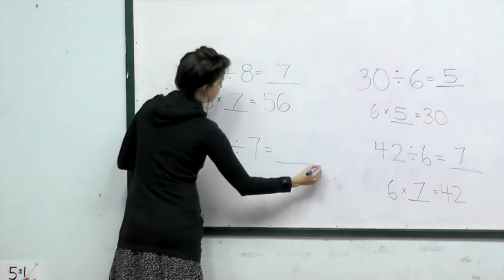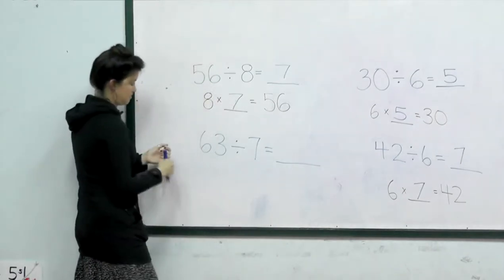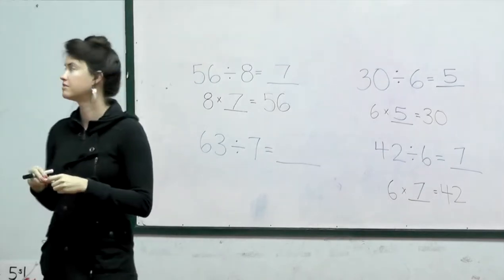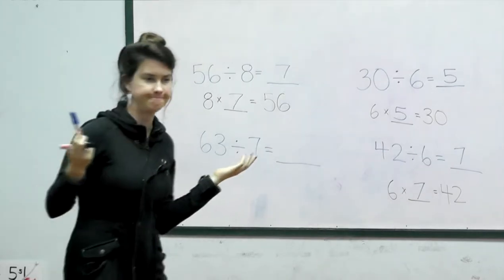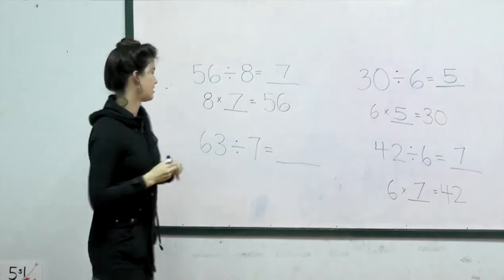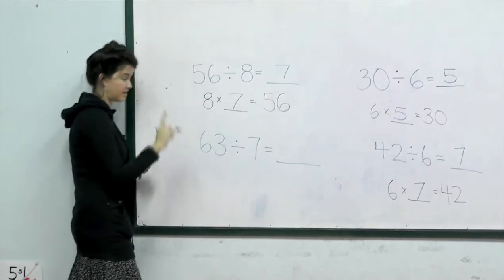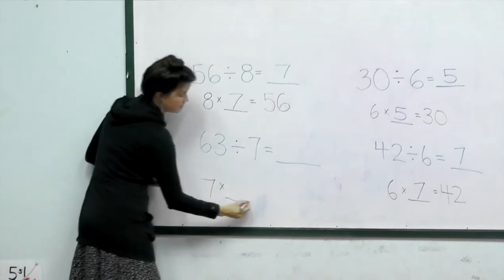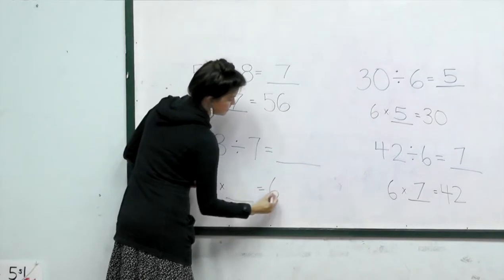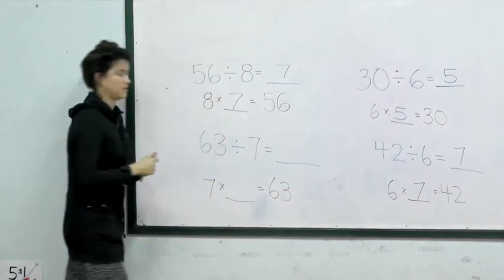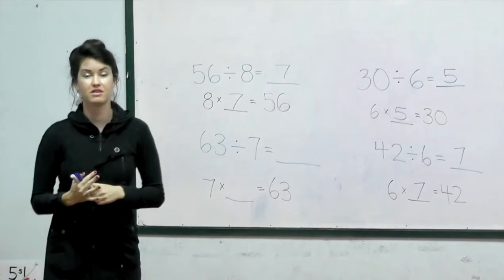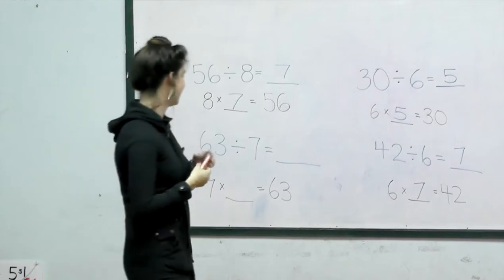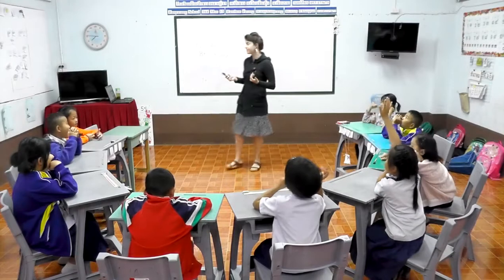63 divided by 7 equals what number? 63 divided by 7. What could that be? We can also think 7 times what number gives us 63? I'm going to give you a clue. You can use your fingers. You got it. So 63 divided by 7.